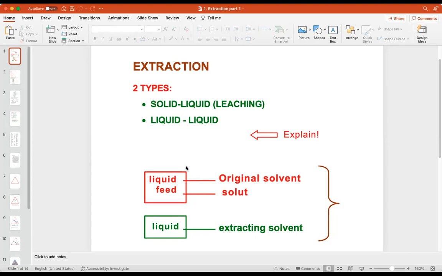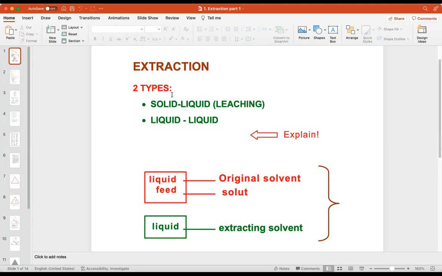Sometimes you stir it, sometimes you add sugar as well. If the water is very hot, almost 90 degrees, and you also agitate it, you will have a very dark tea, the dark color of tea, in just a few seconds. Okay, that is an example of leaching.